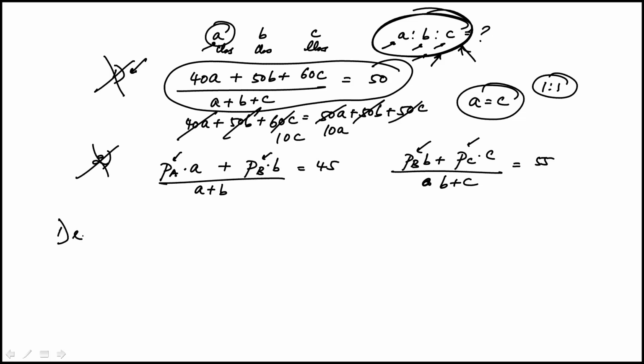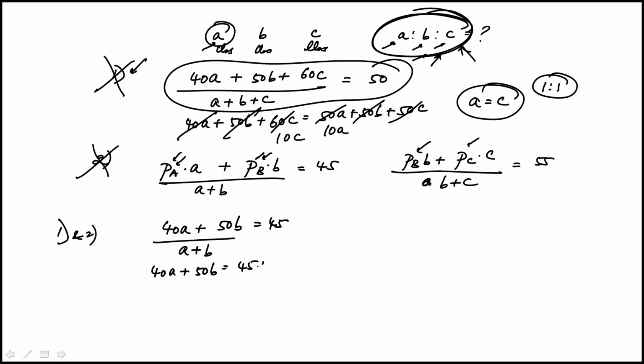So 2 is out. If we combine 1 and 2, we can bring in the prices here because these numbers are given to us. So that would be 40A plus 50B over A plus B is 45. So this we can manipulate. And you'll see that it has to be 1 to 1 because that 45 is halfway between 40 and 50. So you don't necessarily need to even do the algebra, but you'll see. So A is equal to B.